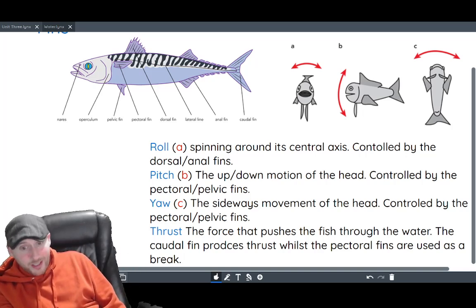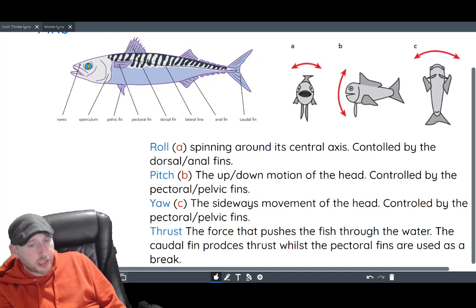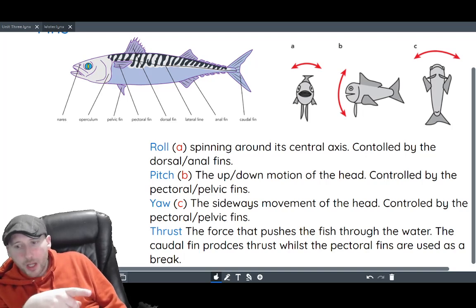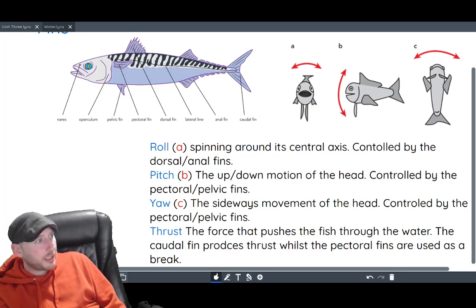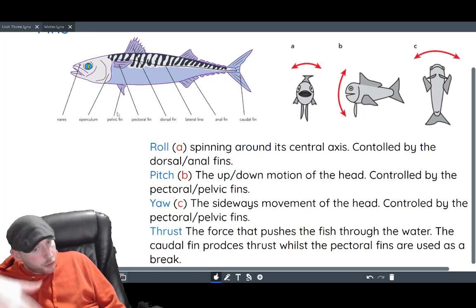And each of those requires different fins to make it happen. The same fins that are controlling the roll, the dorsal and the anal fins, are not the same fins that are making the up-down motion of the head happen, the pitch, right? So as we can see on the diagram, it's dorsal and anal fins that control the roll. Control the roll, nice rhyme. It is the up and down motion, the pitch, that is controlled by the pectoral and the pelvic fins. And you can see on our diagram here that the pectoral and the pelvic fins are the ones that are closest to its head, so they're controlling the pitch.